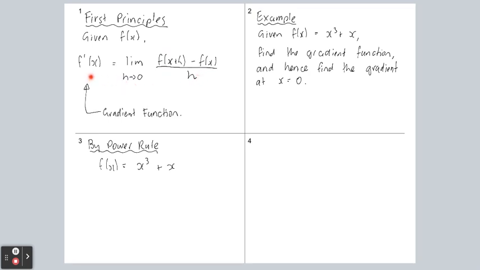That's how we will say it. And it is the gradient function. So f dash of x is related to f of x by that definition.